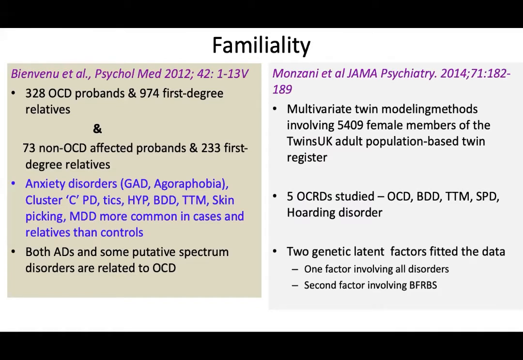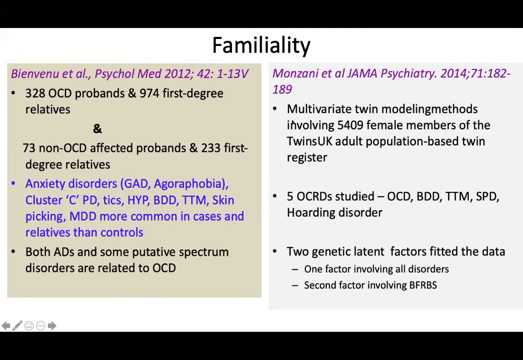Now, coming to the third part, which is familiarity, I'll discuss briefly these two studies. The first one is a family history study where they compared a large group of OCD probands with their first-degree relatives to non-OCD probands and their first-degree relatives. They found that both anxiety disorders and OCRDs were common. So there seems to be some overlap in genetic makeup as per this study.